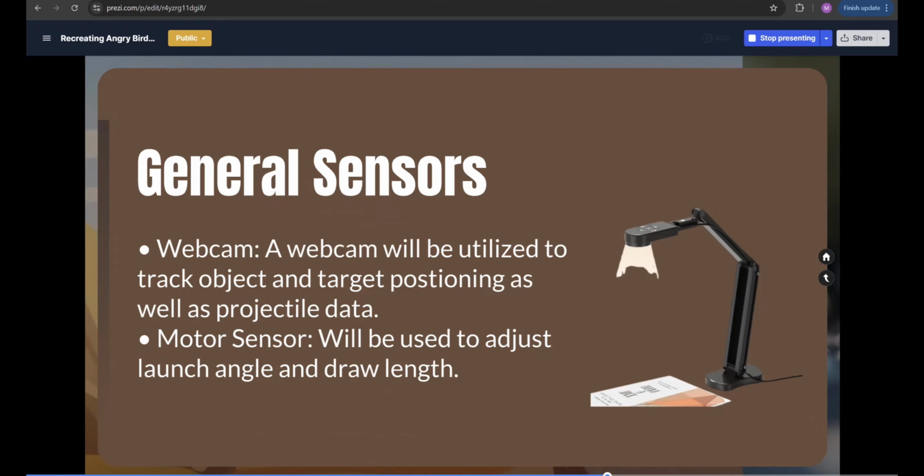For our more general sensors, we will have a webcam overhead of the system as a whole. This will track the positioning of targets and objects, as well as information on the projectile as it is launched and find its final position.